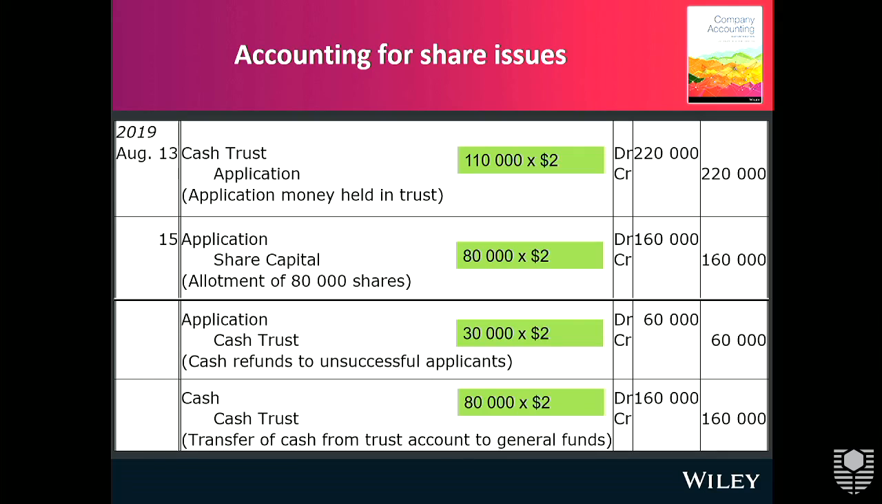So we are registering the IPO, 80,000 shares at $2. That is our equity. And we have to remove the remaining $60,000, which is 30,000 times 2, from our application account, and we credit that to our cash trust because that money is going back as a refund. The last entry we do is transfer the $160,000 in our cash trust to our bank account, because that is our money now.